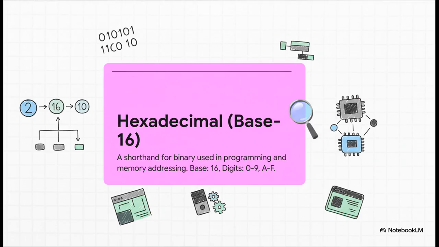And finally, the real powerhouse of shorthand, hexadecimal, or base 16. Now, this is where it gets a little wild. To get 16 unique symbols, it uses our normal digits 0 through 9, and then it just borrows the letters A through F to represent the values 10 through 15. This is the one you'll see all over the place in modern programming.